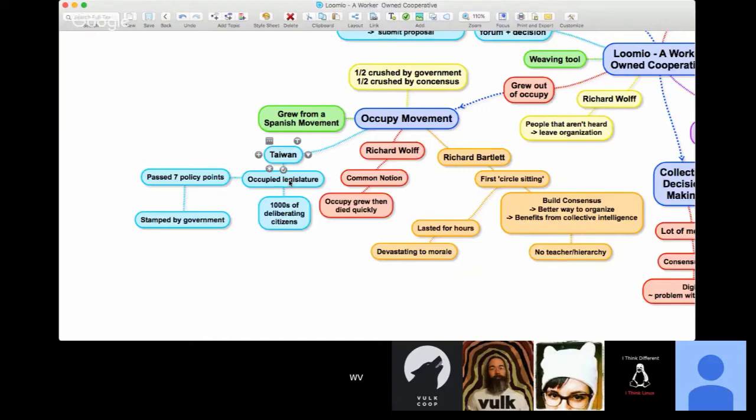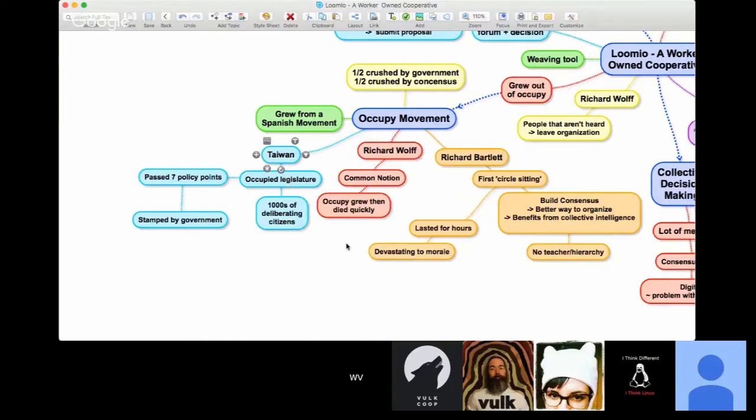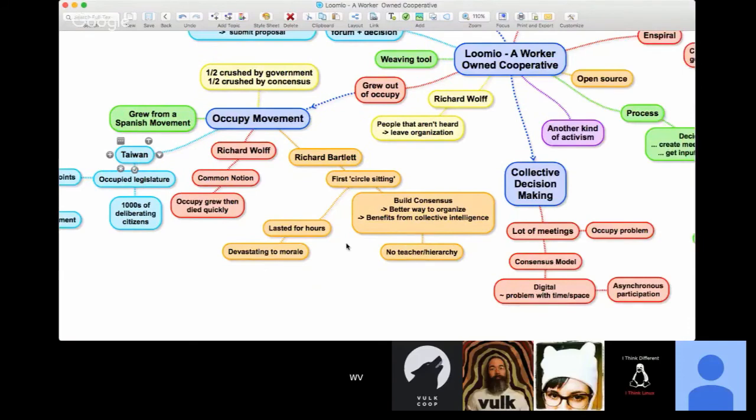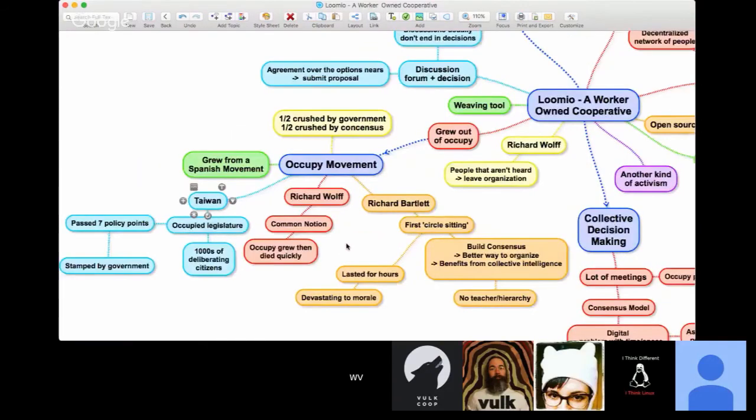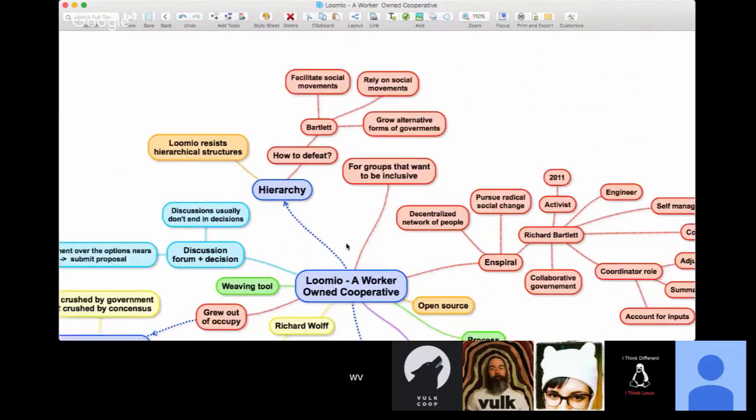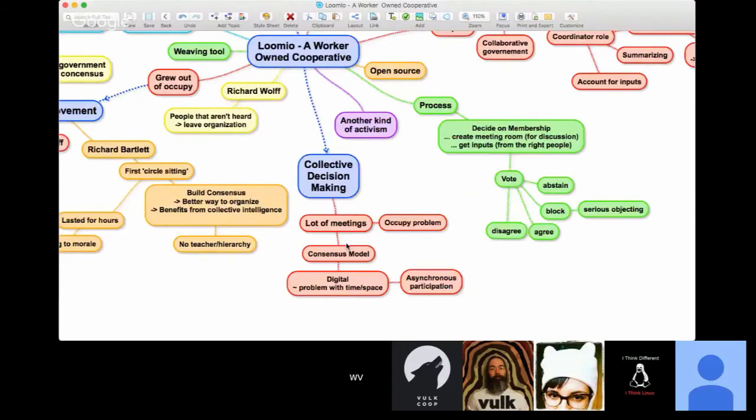So he said that there were thousands of people deliberating over the decisions, and they picked something simple, like how we're going to manage Uber in Taiwan. All right, they went and did that. They came through their circle sitting, came up with 7 or 8 policy points, and they went ahead and passed those policy points, and the government stamped them, passed off on them. So that is the whole thing with Taiwan. That's what I think was the gist of the importance of the whole talk.